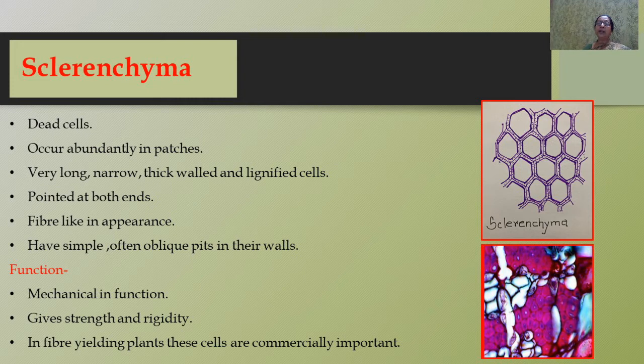Both the ends of these sclerenchyma cells are pointed, looking like fibers, and their walls have oblique pits. Regarding the function, it functions to provide mechanical support. It gives strength and rigidity to the plant organs. It looks like fibers, so it has an important role in fiber yielding.